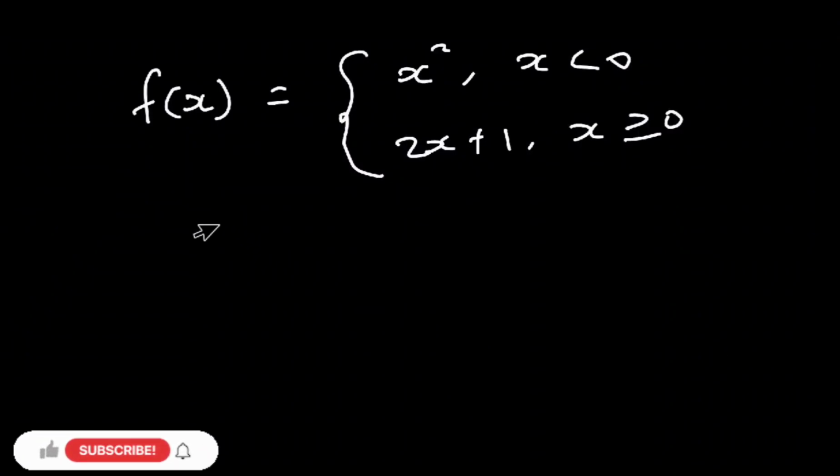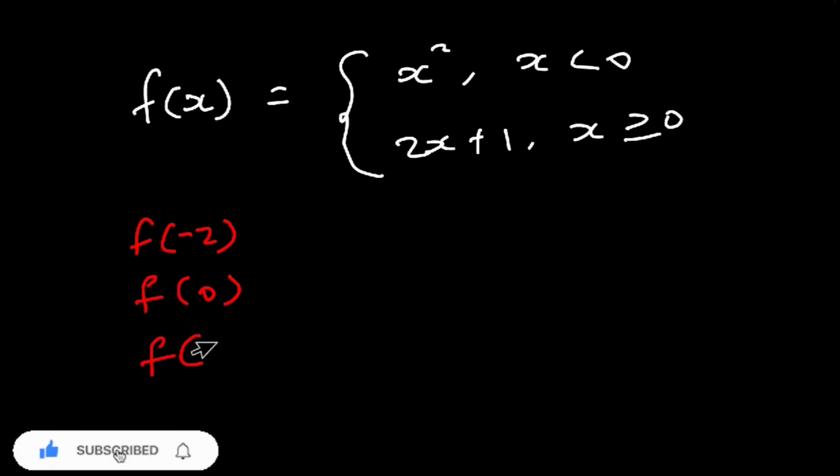In this lesson, we're going to be focusing on how to evaluate piecewise functions. So we're given this function: x squared when x is less than 0, and 2x plus 1 when x is greater than or equal to 0. So let's evaluate f of negative 2, f of 0, and f of 2.